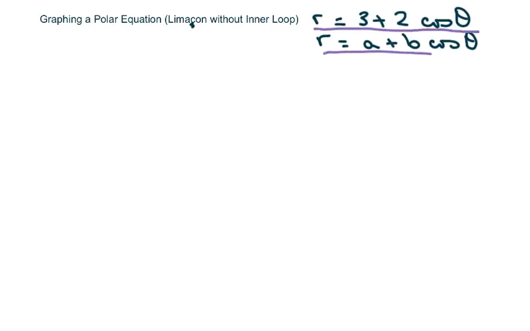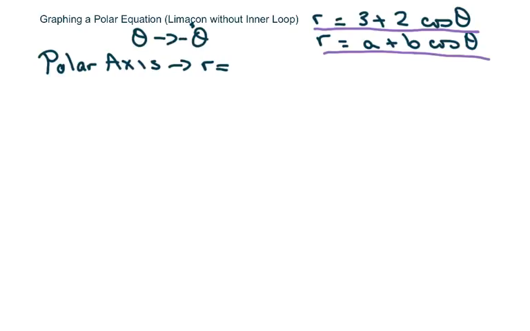and it has this form where A is bigger than B. So my 3 is bigger than my 2. And the first thing, of course, we want to do is do the 3 tests we have to do. The first test is to see if it's symmetric to the polar axis, which is basically your x-axis. You do that by replacing theta with negative theta. If we get back to our original equation, then it is symmetric to the x-axis or polar axis.